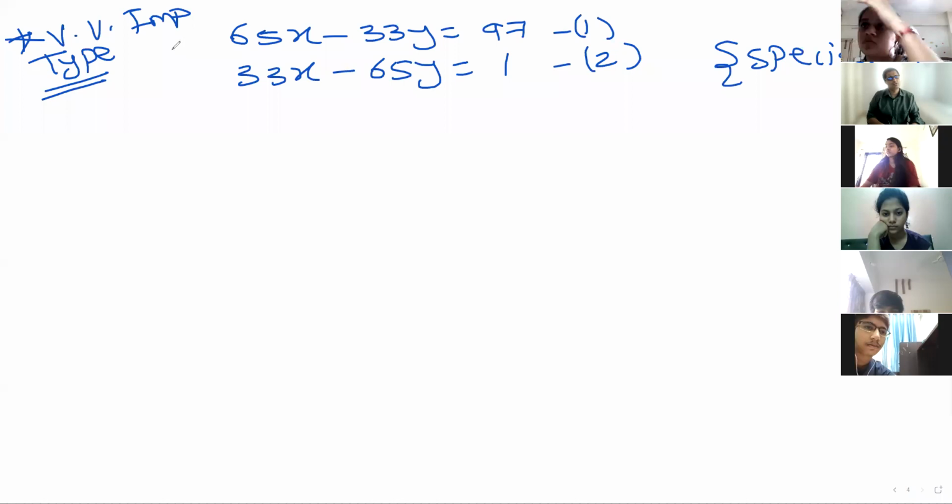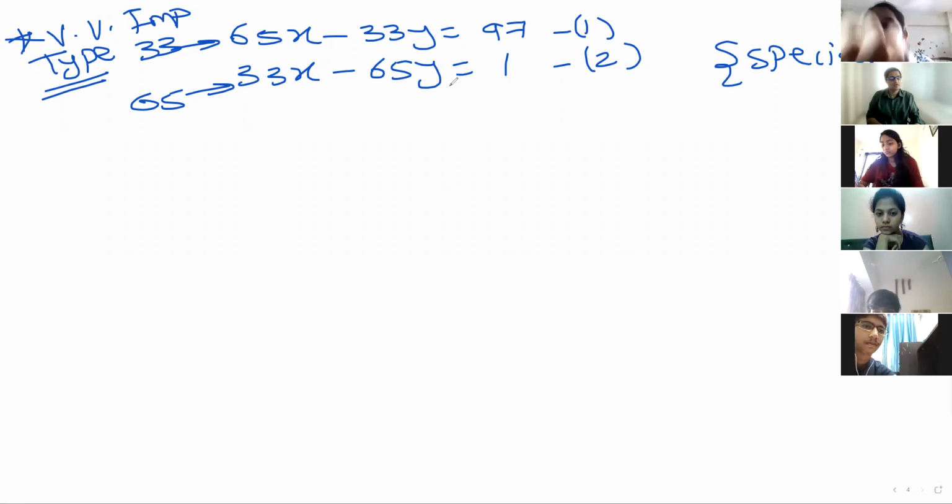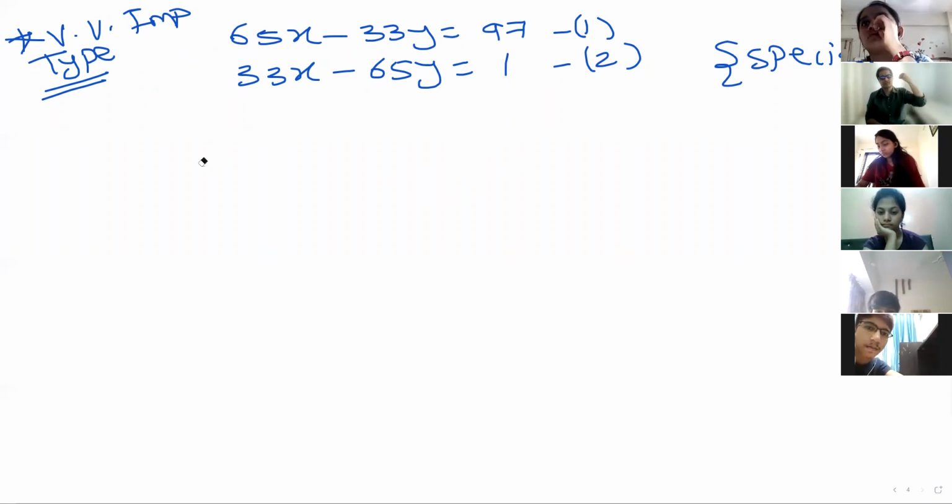Okay, let's multiply equation 1 by 33 and equation 2 by 65. Oh, how big the answer is going to be. Imagine, 65 into 65, the square, will come, right? 33 into 65. These are going to be big numbers. You can solve this using the equating the coefficient method, but I'm going to show you a trick. You have to do one more step, but the answers will be very easy.